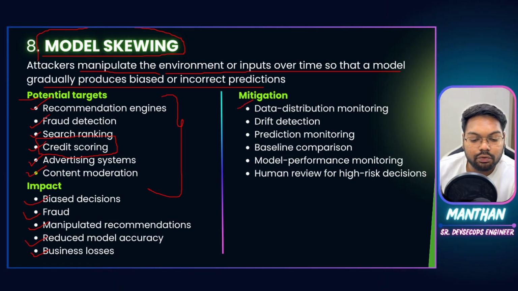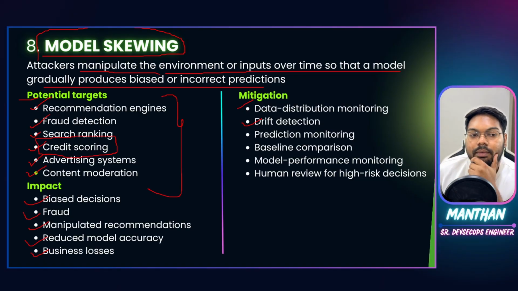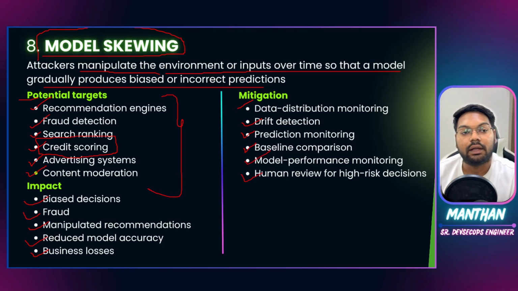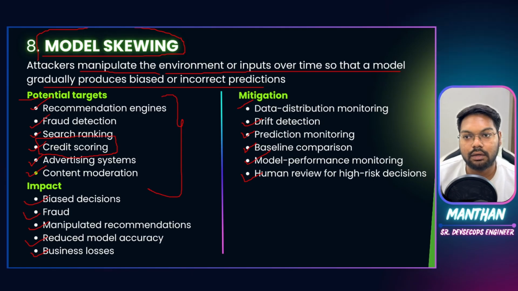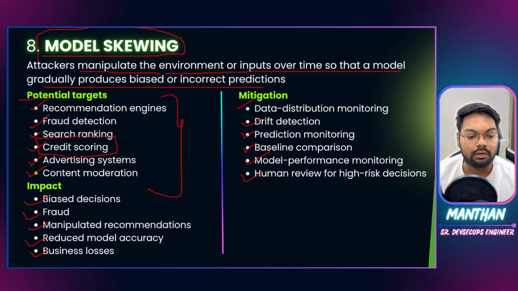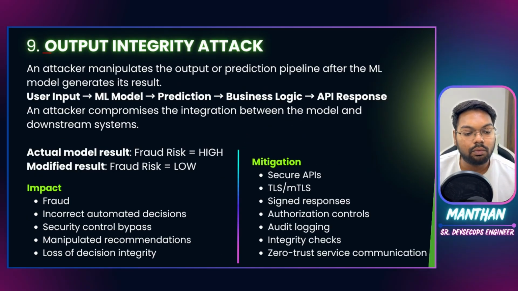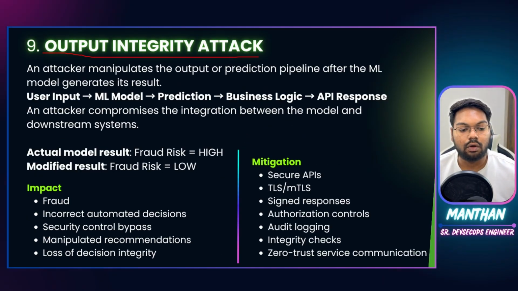So data distribution monitoring should be done. Drift detection should also be done, so that you get to know if your data has been changed or if your model has been changed. That's why you have to do drift detection. Next is prediction monitoring, then baseline comparison, then model performance monitoring, and human review for high risk decisions is also one more thing you can do in order to mitigate model skewing. Next is output integrity.